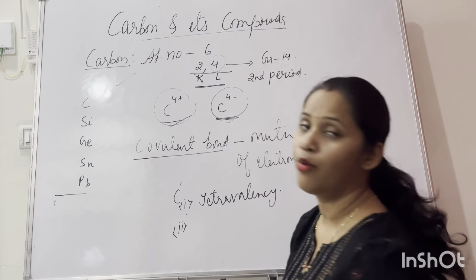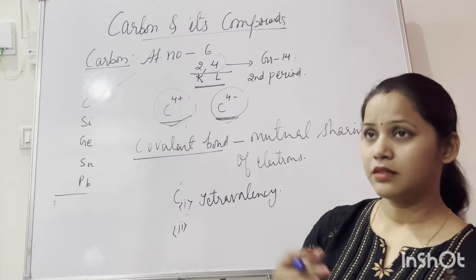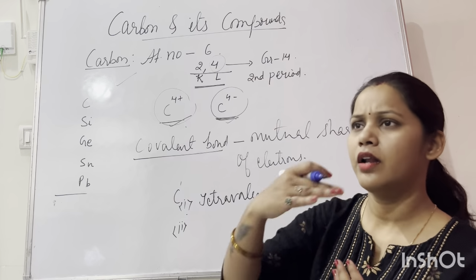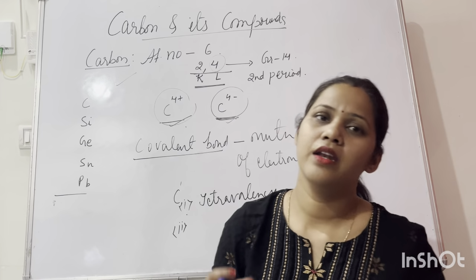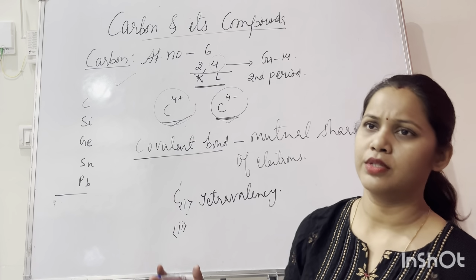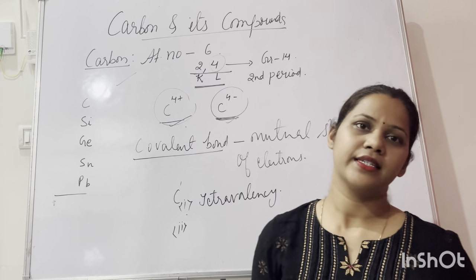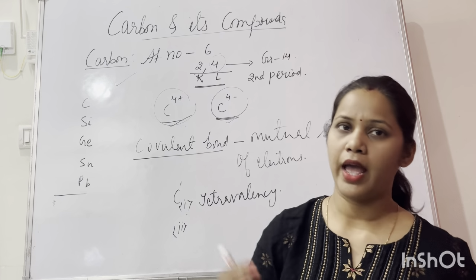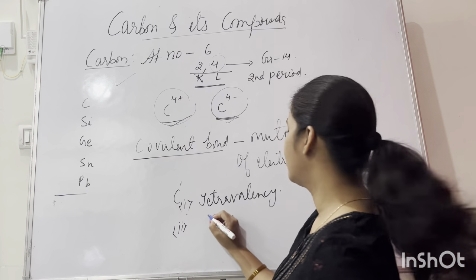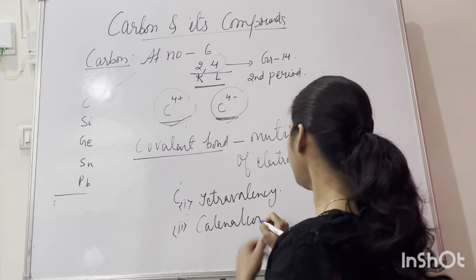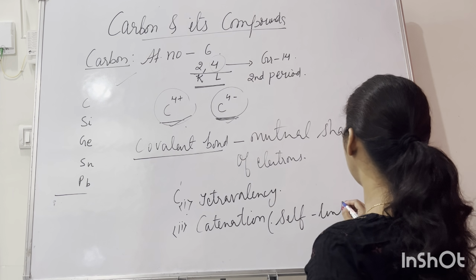Secondly, the second most important property is the tendency of carbon to self-link. That means carbon can link to itself a number of times in a linear chain as well as in branching, forming an infinite number of molecules. So many that we have a special branch of chemistry, organic chemistry, just to understand carbon and its compounds. That property is known as the catenation property. What is catenation? Catenation is the self-linking property.